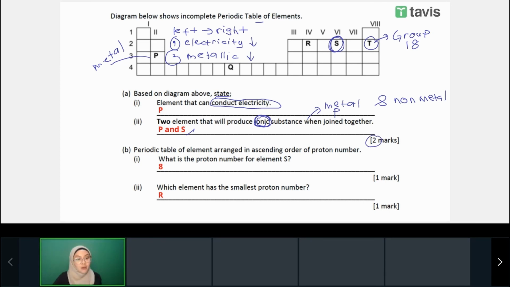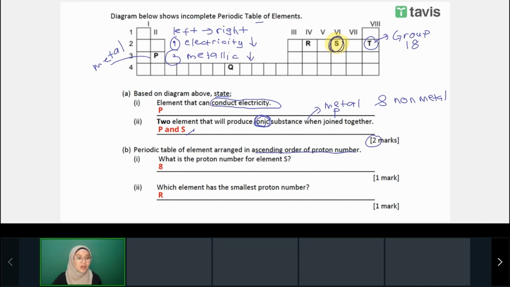Okay, the periodic table of elements is arranged in ascending order of proton number. What is the proton number for element S? Let's find where S is. Element S, what is the proton number?